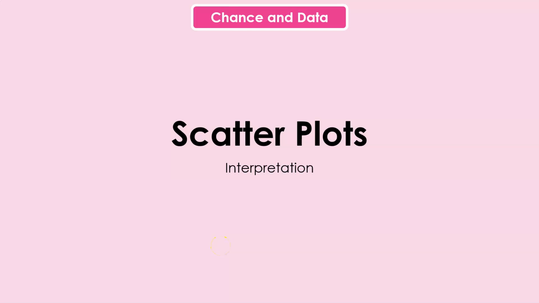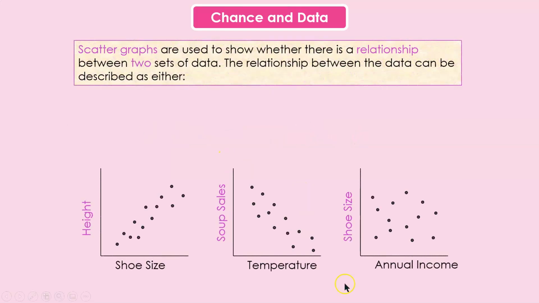Okay, today's lesson's looking at scatter plots again, but this time we're looking at the interpretation of scatter plots. One of the key things we looked at last time was looking at the relationship or the correlation within a scatter plot. So we've talked about already that scatter plots are used to show the relationship between two sets of data.